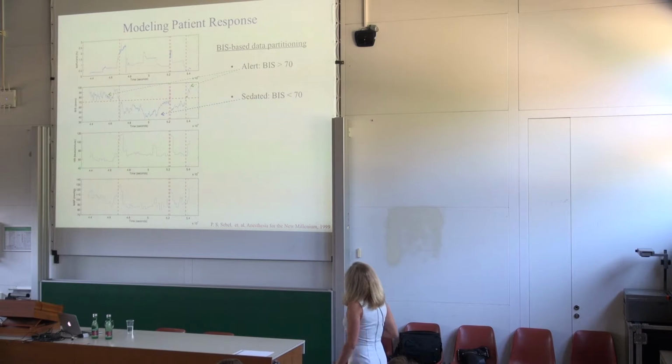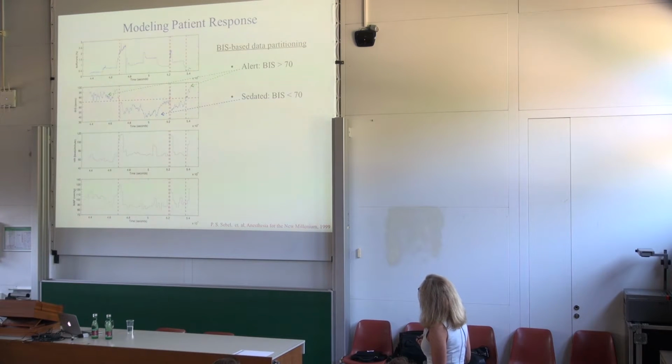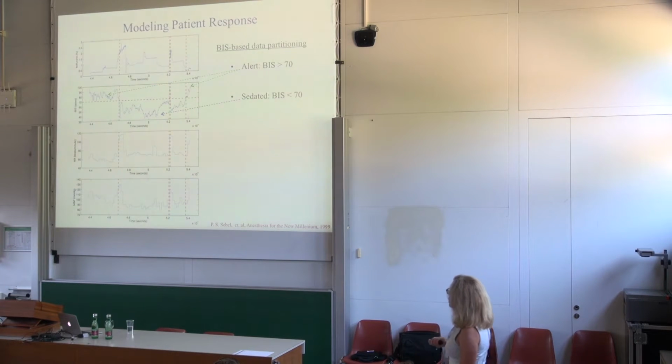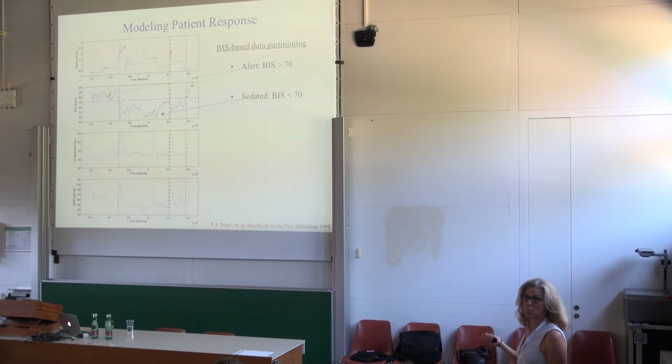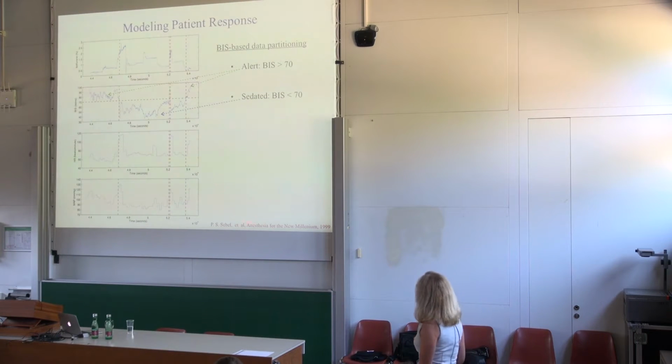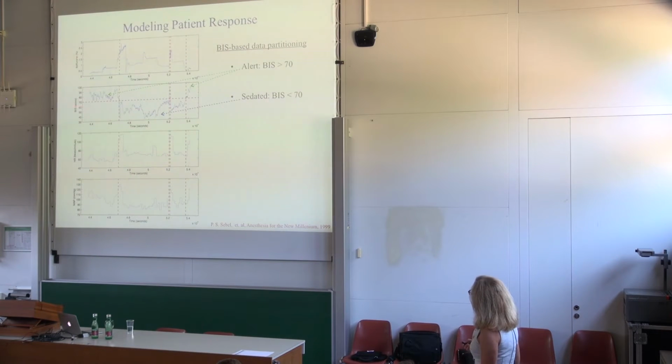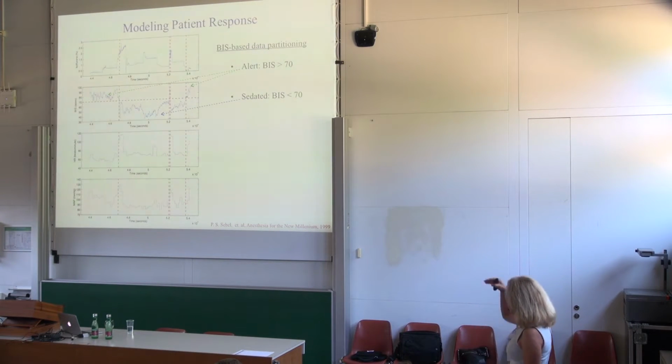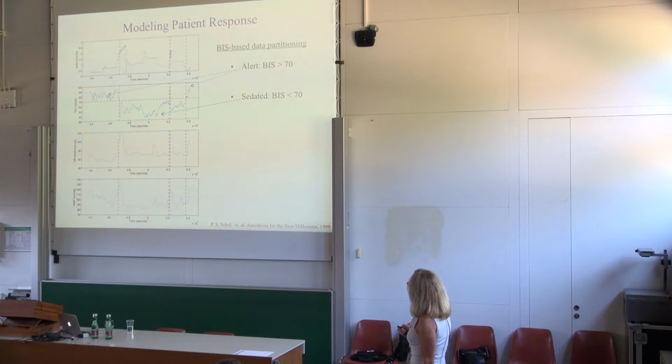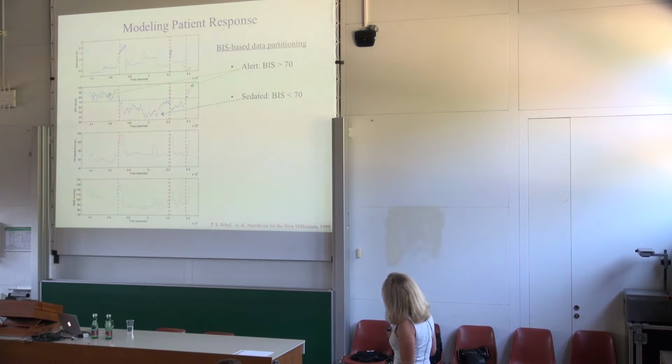So this just shows how we partitioned the data we have into alert and sedated states. We use this BIS level of 70. So there's a large body of clinical trial data on BIS and level of sedation, and it's fairly widely accepted. There are some published studies that at 70, as we're either transitioning down or coming up out of sedation, that's the point at which we're transitioning into a sedated state or an unconscious state and coming out of a sedated state.